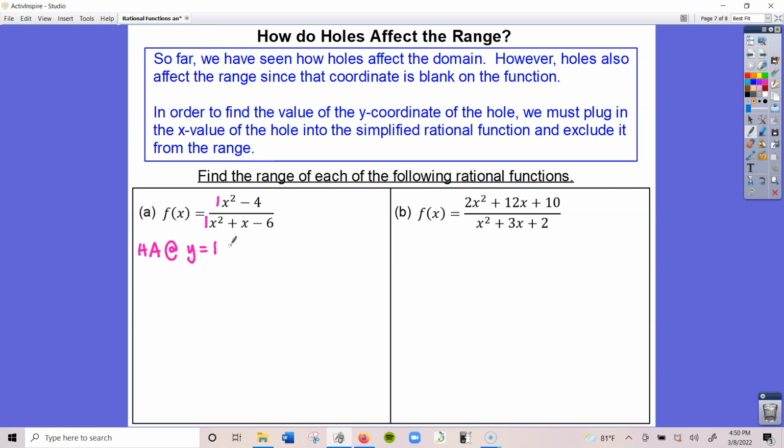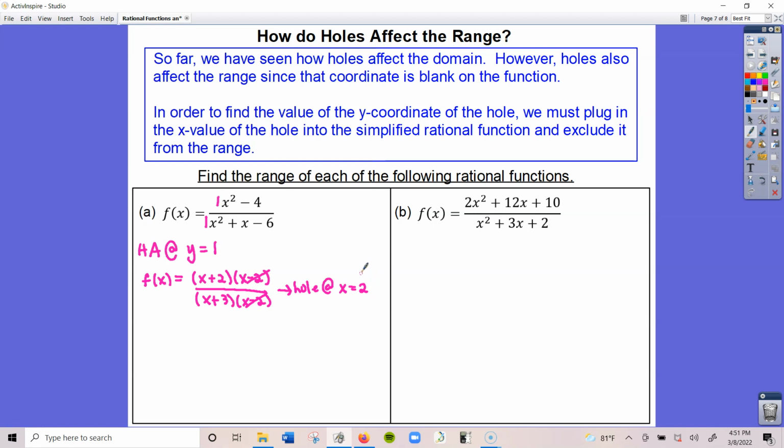Now for the hole, because we need to know what that y value for the hole is, we need to go back to how we find a hole, which is to factor. So my f of x is going to equal x squared minus 4, which is a difference of squares, so x plus 2, x minus 2. X squared plus x minus 6 can be factored to be x plus 3, x minus 2. So my x minus 2's cancel. So that means that I have a hole at x is equal to, when this is equal to 0, which is at 2. That's the x value.